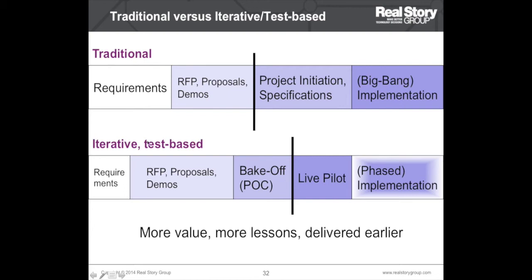then you're getting to an implementation. Whereas a more iterative process says, okay, we're going to spend some time on requirements, but we're going to focus on building use cases and test cases. We're still going to maybe go through an RFP, proposals, demo. Then we're going to have a bake-off or a POC before we select the tool here. And what we find is that when you do that, you can get to a live pilot much faster. So you take a little bit longer maybe making the decision on the vendor, but you become a lot smarter and you're able to get to value much faster after that process. So you get more value, more lessons delivered earlier through this more agile, iterative approach.